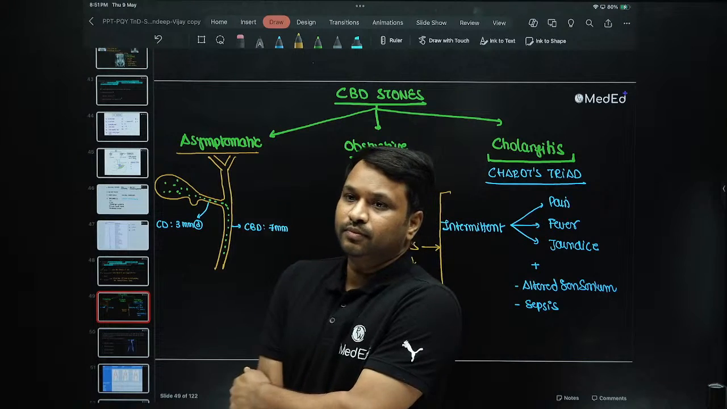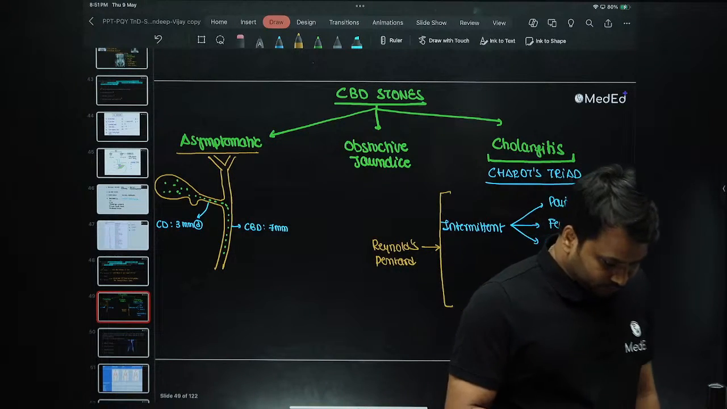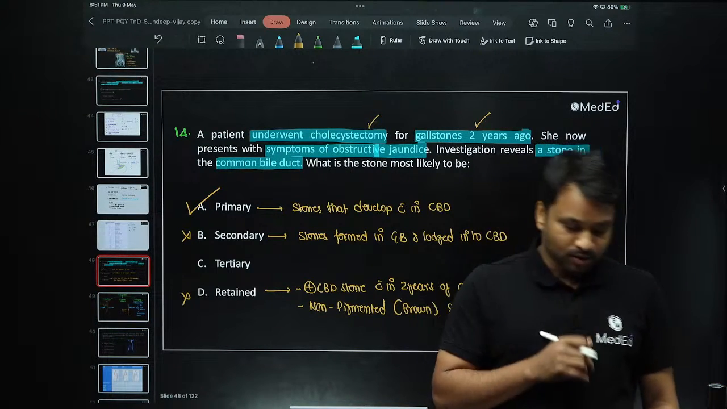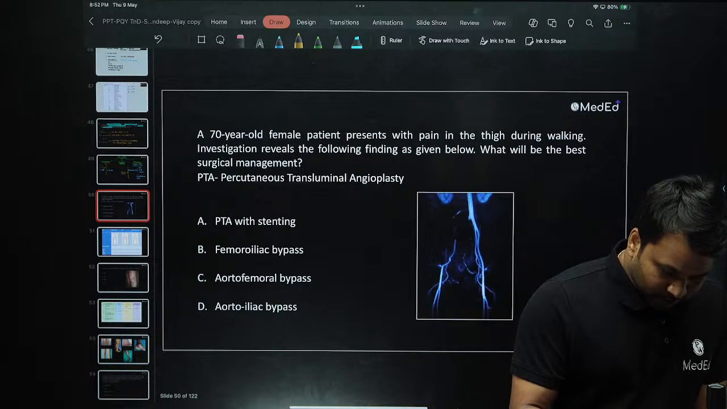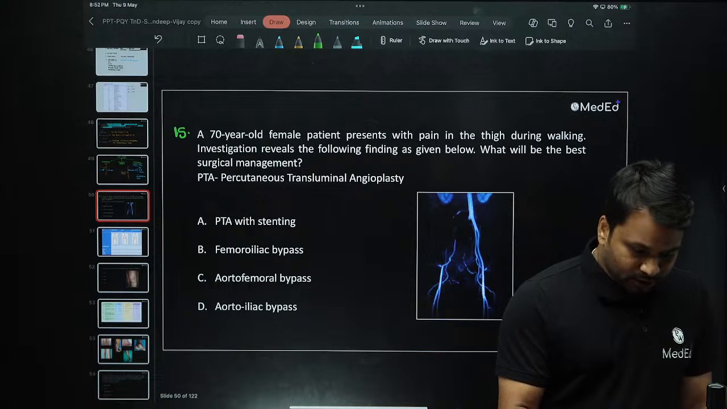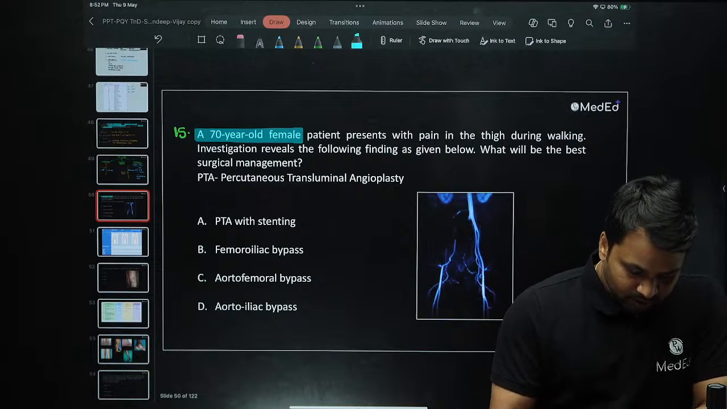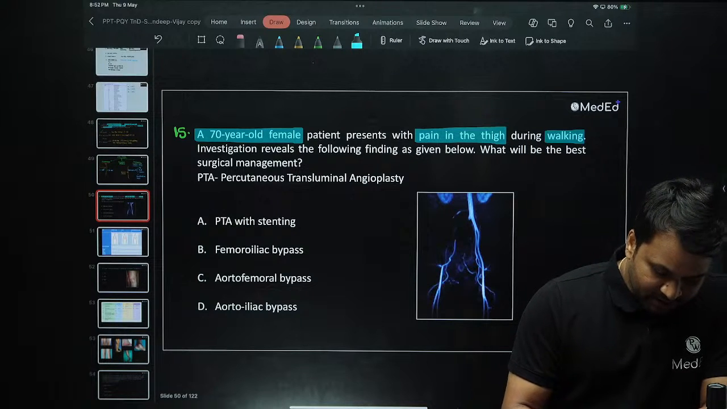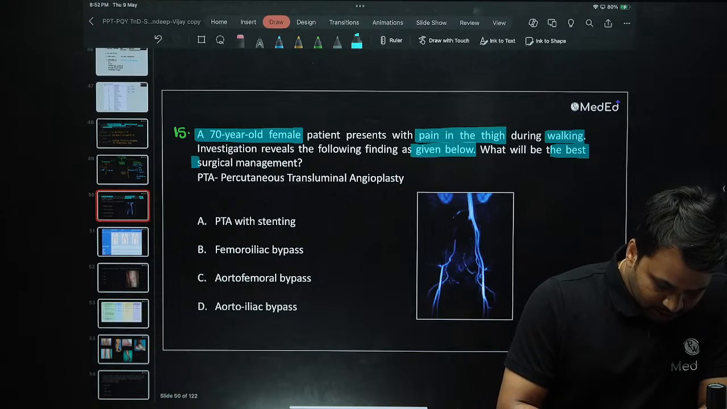Okay. So these are the important aspects that you should evaluate here, right? So the answer here is going to be primary stones. So that's question number 14. We're going to question number 15. Now, in question number 15, I have a 70-year-old female who presents with pain in the thigh during walking, right? Now, investigation reveals the following given below. What is the best surgical management?